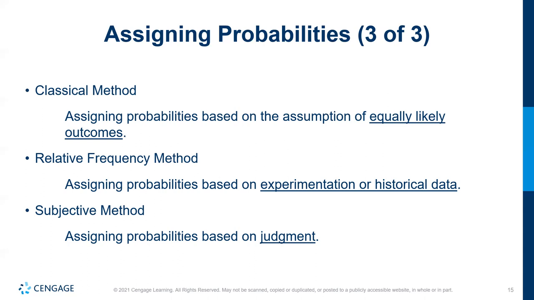Anyway, then the third is what's called the subjective method. The subjective method is based on judgment. Okay, so this is like not based on math or science. Kind of like, you know, I go to someone who knows more about something than me, maybe someone who's an expert, and I say, hey, who's going to win this ball game today?